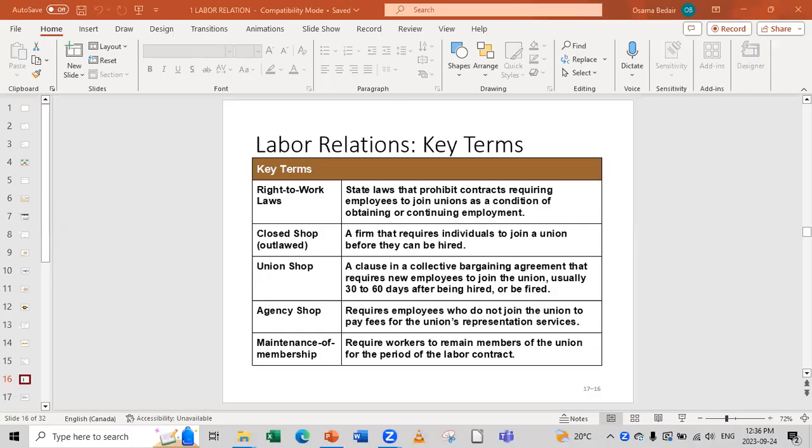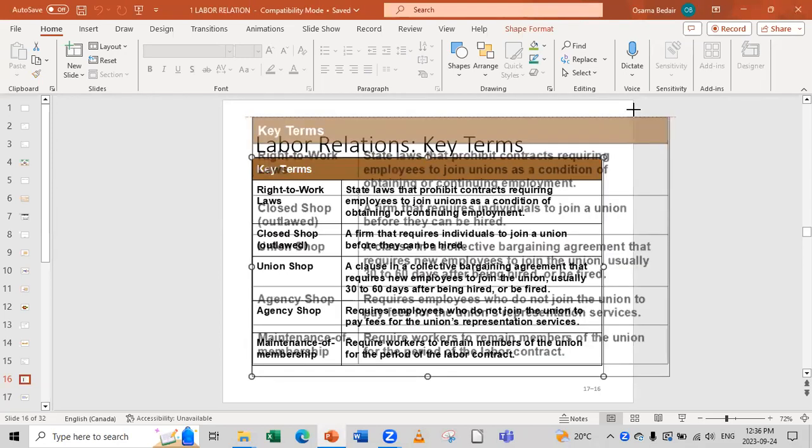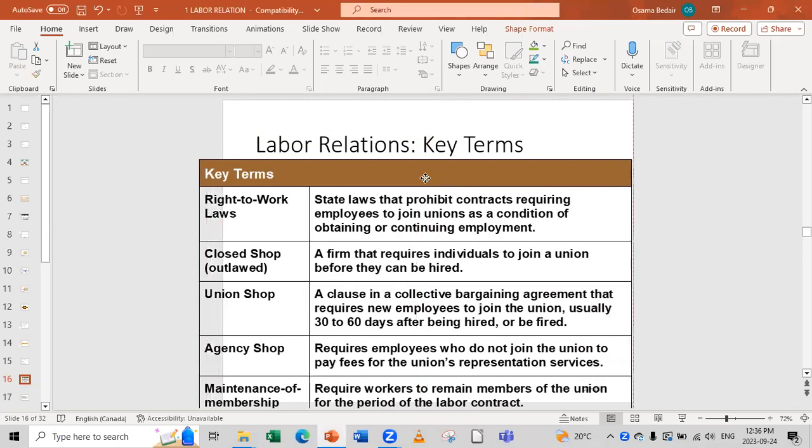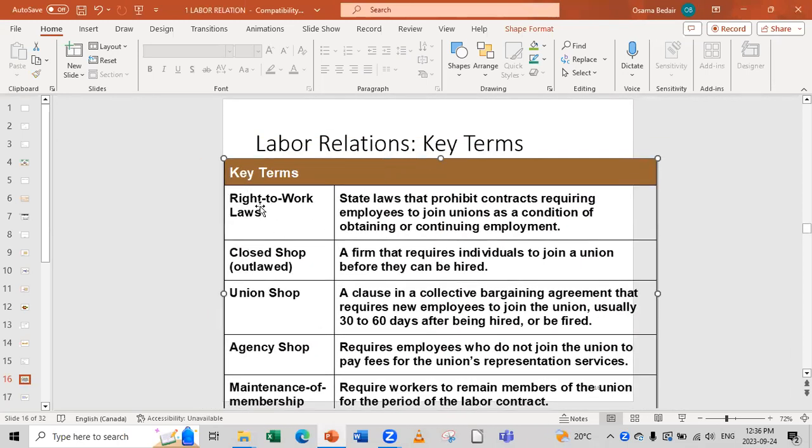We are here right now for another video on labor relations. In this video, let me share the screen. I'll just show some very important points on the labor agreements, like what we'll see here right now. So here you can see the right to work clause. These are labor relations key terms.